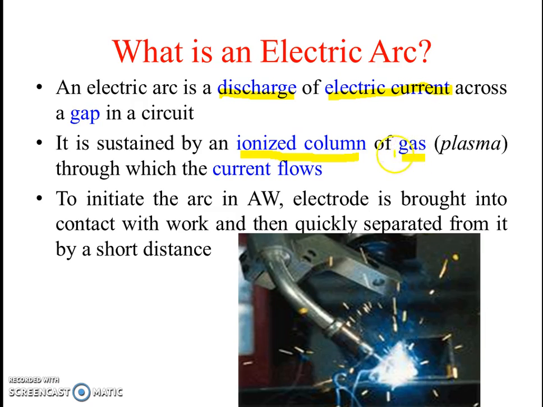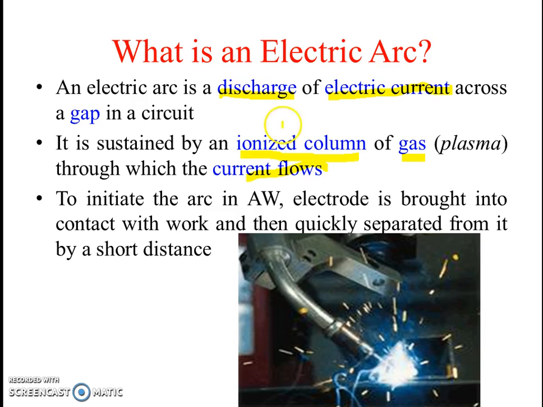That is known as an ionized column. So it is sustained by an ionized column of gas through which the current will flow. So already there will be a current. Current needs to flow between the electrode and the workpiece. In order to flow, the current will ionize the gap. We already maintained a proper gap. So the current will ionize the gap between the electrode and the workpiece.